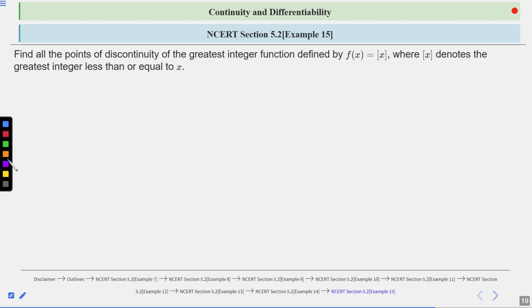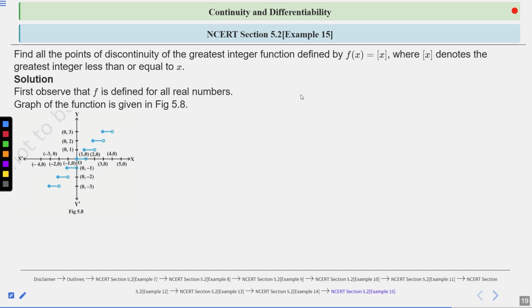Okay. Let us move to example 15. It says: find all the points of discontinuity of the greatest integer function defined by f(x) = [x], where [x] denotes the greatest integer less than or equal to x. Let us see the solution part. First, observe that f is defined for all real numbers.